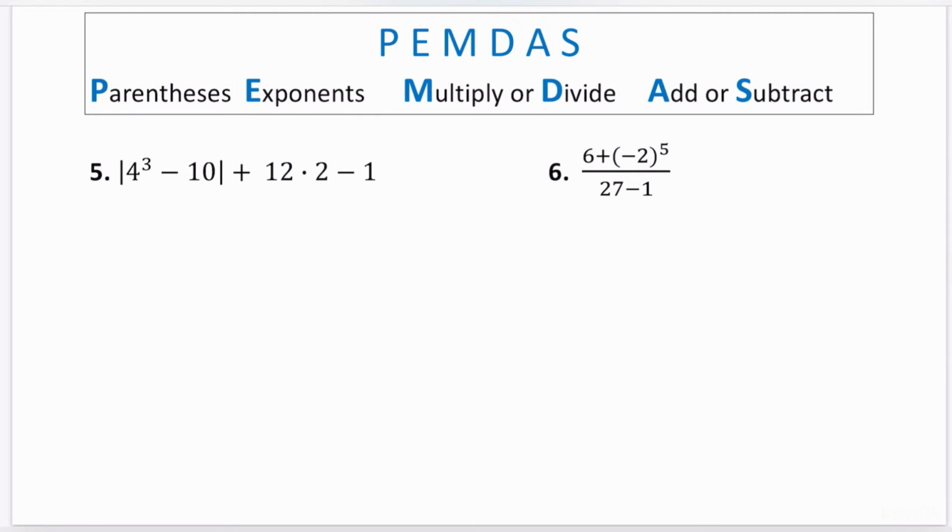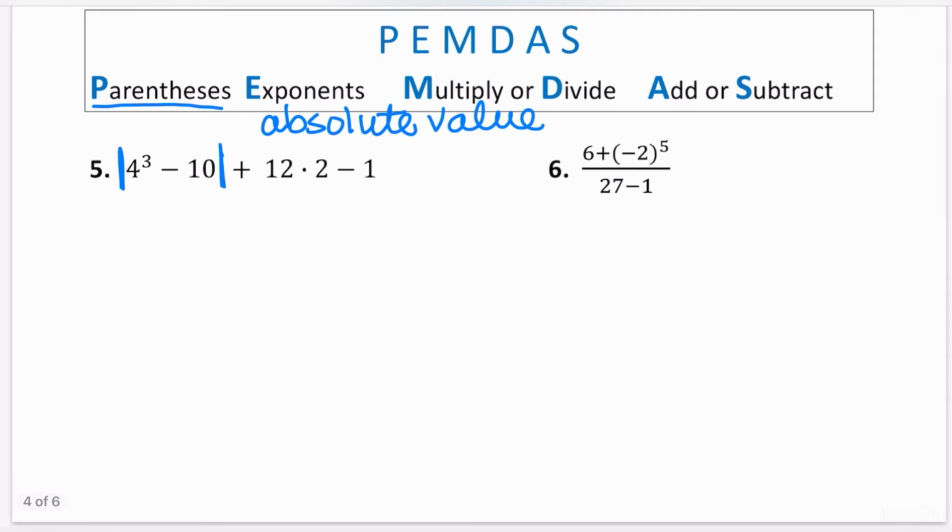Let's go on to some a little bit more challenging questions. Let's take a look at question number 5. These bars right here, that's absolute value. By definition, absolute value is the distance from 0. And because distance is always positive, whatever number comes out of those absolute value signs is always going to be positive. So inside the absolute value, because they kind of act like parentheses, you're going to do that first.